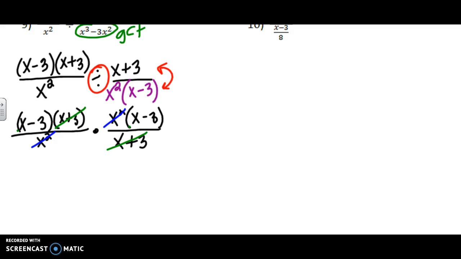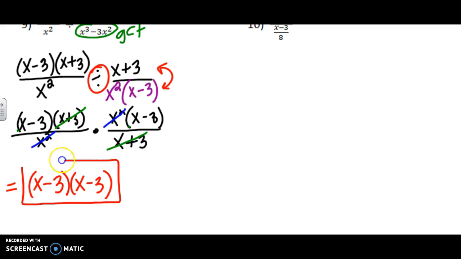So that leaves me with x minus 3 times x minus 3, because I have to multiply straight across in my numerator. And technically, you know, my denominator is over 1, but I don't really need that, so I'm just going to take that off if it's over 1. If that 1 was in the numerator, we'd have to have it.